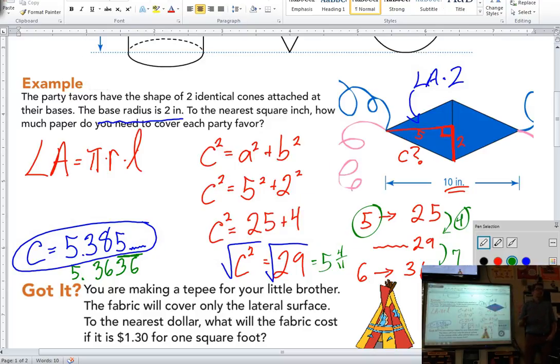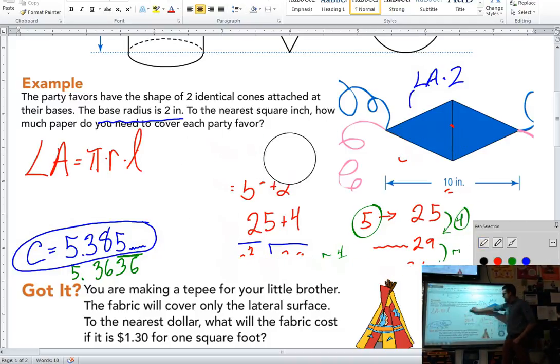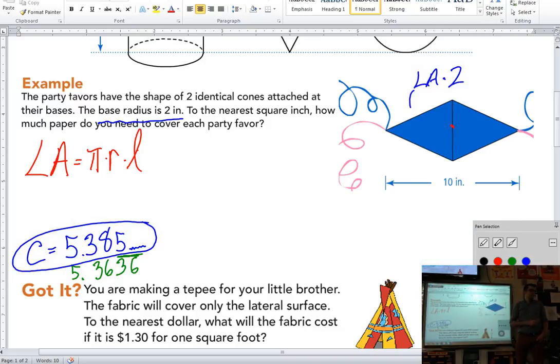Now, we're not done though, right? All that work and we're not done. That's my slant height. Now I got to go back to what I was actually trying to do. The rest of it's real easy. You just got to plug and chug. Plug and chug, like a train, chug down the tracks. All you got to do is put things into it and make it happen.